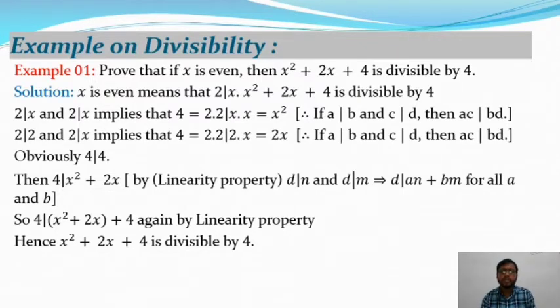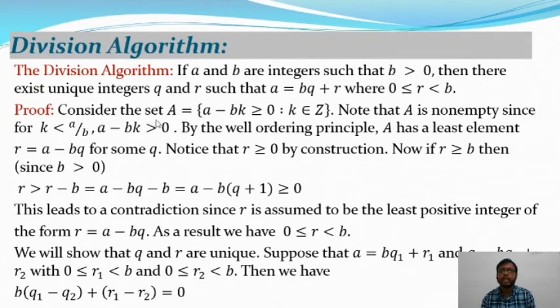After that we will discuss the division algorithm. This is the definition of the division algorithm. If a and b are integers such that b is greater than 0, then there exist unique integers q and r such that a is equal to bq plus r, where 0 is less than or equal to r, and r is less than b. That means r lies in 0 to b. Here q is the quotient and r is the remainder.